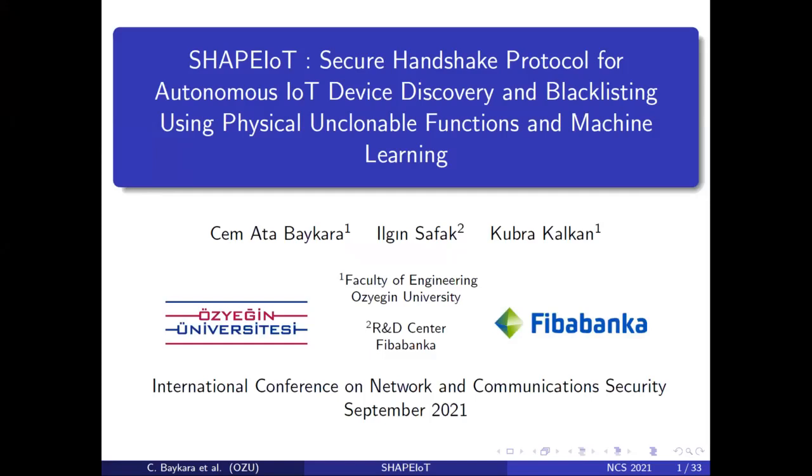And today I will be talking about our research paper, SHAPEIoT, which proposes a secure handshake protocol for IoT devices for device discovery using physical unclonable functions. And also to maintain the security of the network, it uses blacklisting and real-time anomaly detection using machine learning.